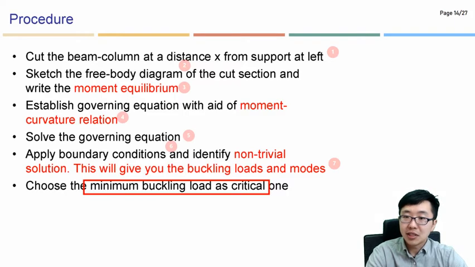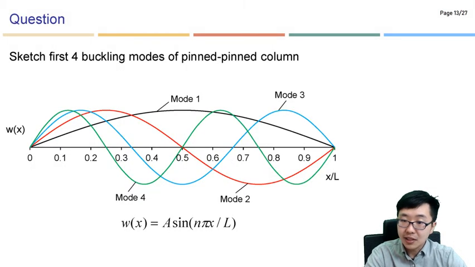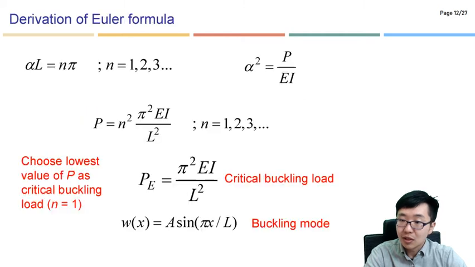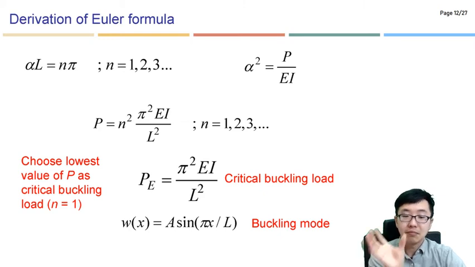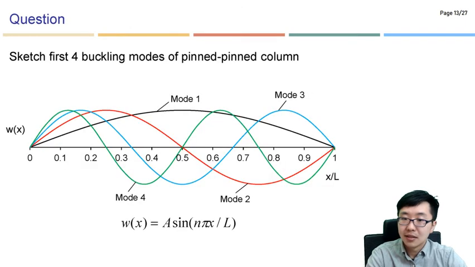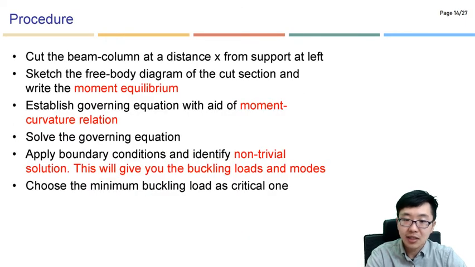What I'm talking about is here, before this slide, we've seen this, like mode n equal to 1, 2, 3, 4, 5, 10, but choose the lowest value of P, which means that n equal to 1 will be selected as minimum. That should be considered as the critical one. So that was important for us.